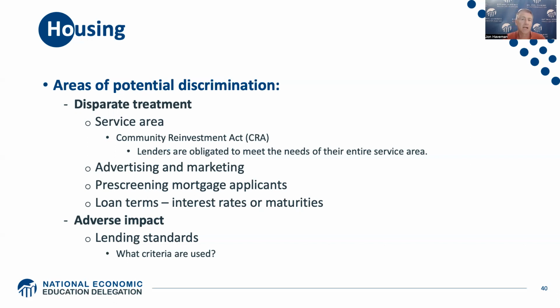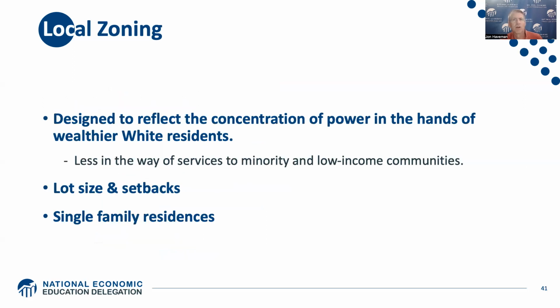And to the extent that Black GIs did get loans, they tended to get loans that had worse terms than did white GIs. Right? So the lending standards that were used were different for white and Black GIs. And the local zoning also, we talked about this, was designed to reflect the concentration of power in the hands of wealthier white residents. Nothing to do with the GI Bill anymore, right? So there was just generally less provided in the way of services to minority and low-income communities.